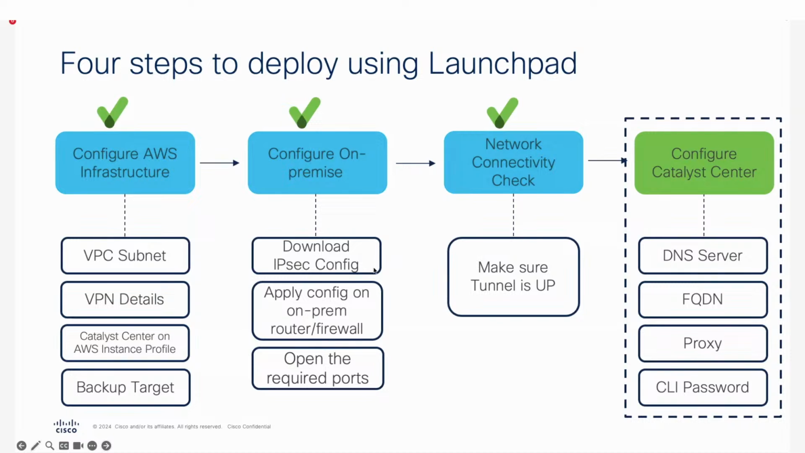It will allow you to download the IPsec configuration. You will need to apply this configuration on your router or firewall. We can see some of the vendors that are supported in a bit, and open the required ports on your enterprise side. After the tunnels are up and running, you will be able to access the Catalyst Center GUI, do all the initial setup and configuration, and start onboarding your devices.